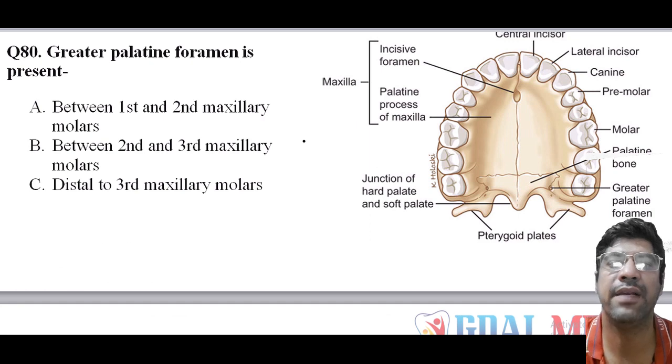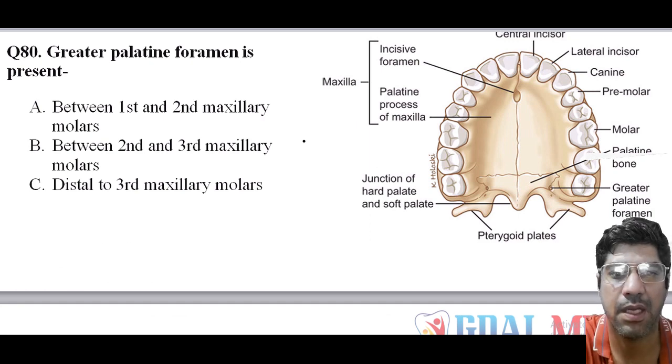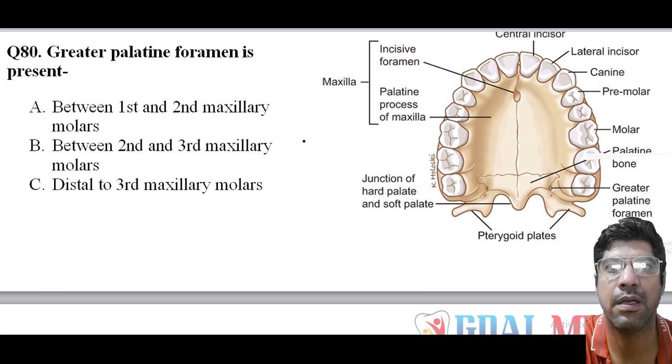The greater palatine foramen is present between the second and third maxillary molar.